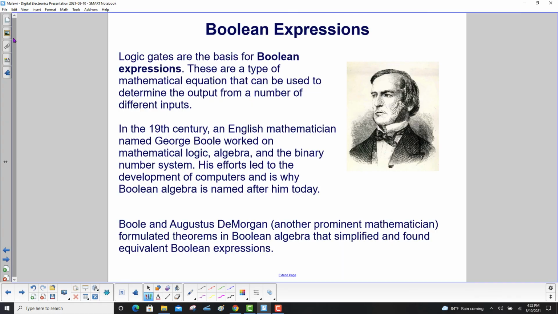Logic gates are the basis for Boolean expressions. These are a type of mathematical equation that can be used to determine the output from a number of different inputs. In the 19th century, an English mathematician named George Boole worked on mathematical logic, algebra, and the binary number system. His efforts led to the development of computers, and it's why Boolean algebra is named after him today. Boole and Augustus de Morgan, another prominent mathematician, formulated theorems in Boolean algebra that simplified and found equivalent Boolean expressions.